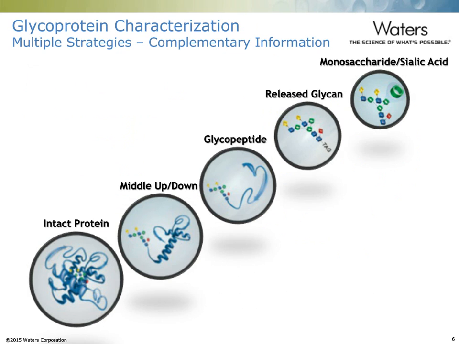Within Waters, we like to think of the characterization of glycoproteins as really looking at multiple strategies that provide complementary information. And that's shown on this slide, where we're looking at anywhere from an intact glycoprotein all the way to a monosaccharide released from the N-glycans or O-glycans of that protein, and everywhere in between. These bits of information can all add up to give us a good overall picture of what's going on with our glycoprotein. For today, what we're going to do is focus on the released glycan analysis.